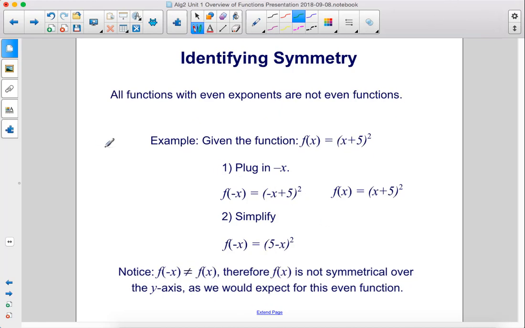All functions with even exponents are not even functions. For example, given the function f of x equals x plus 5 squared, we plug in negative x, and then we simplify that, and that becomes 5 minus x squared, which is not the same as x plus 5 squared. Notice f of negative x does not equal f of x. Therefore, f of x is not symmetrical over the y-axis, as we would expect for this even function.